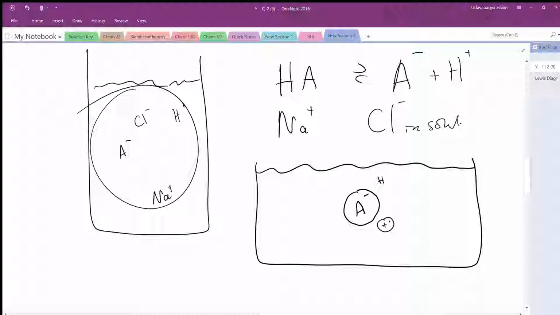But you can also have Na plus close to it, just because there's always inert ion in there. So now the picture that we have is not just two interacting bodies, we have three. And in fact, if you have other ions in solution, you have 4, 5, 6, 7, 8, and so on.